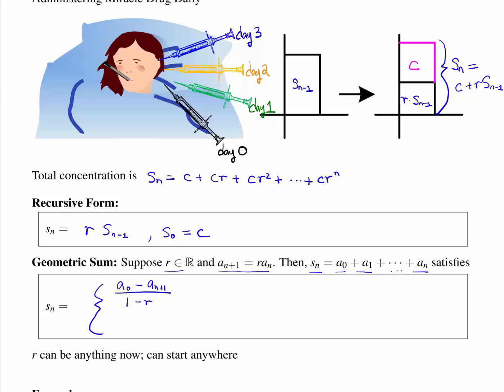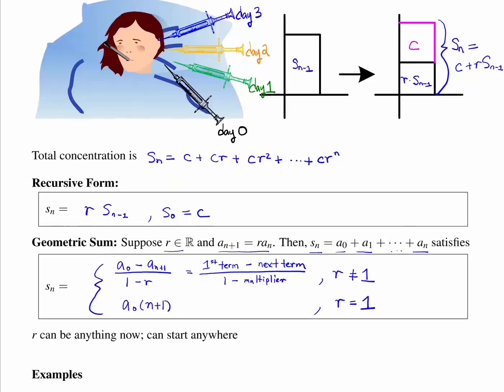And what I remember is this is equal to the first term minus the next term, the one that doesn't appear but would come next, all divided by 1 minus the multiplier. And in the case where R is equal to 1, we just have that the sum is n plus 1, that's the total number of terms, times a0.